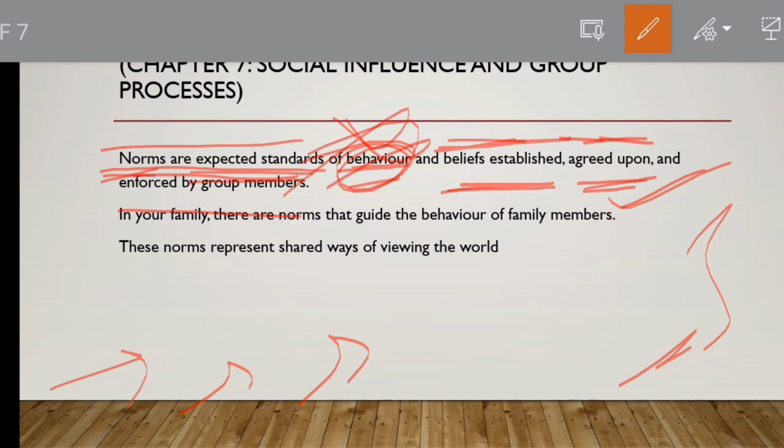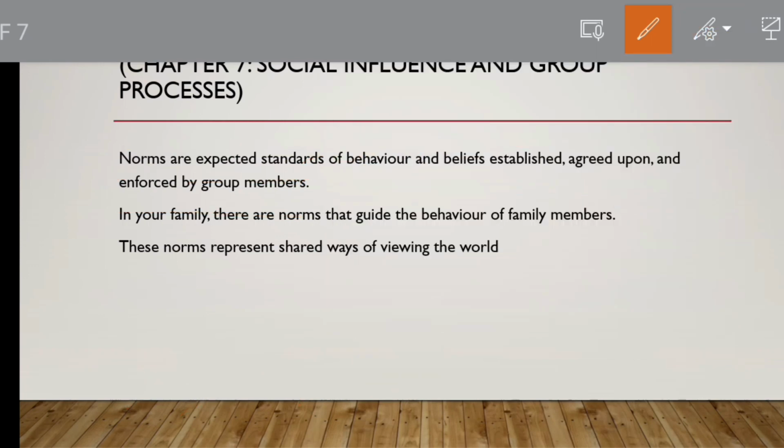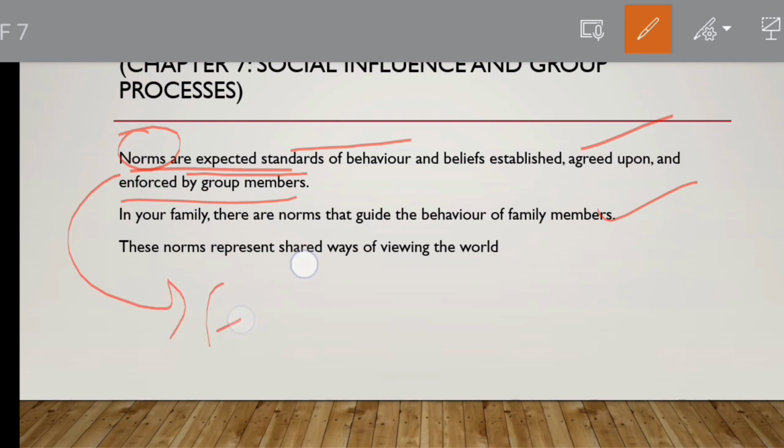Enforced by group members means group members can be from anywhere, like a society, a school, an organization, an institution, anything. So whenever you are going into an institution, there are certain norms which are obviously established, and they are the standards of behavior. They are agreed upon and enforced by group members. In your family, there are norms that guide the behavior of family members. Okay, so we all have families, and every family is not the same, because we have certain norms. That's how the families differ from each other.